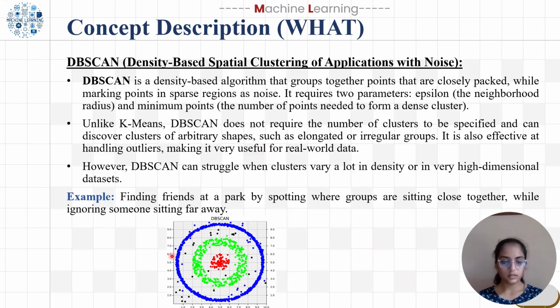Here we can see the diagram of DBSCAN. These are the data points which are close to each other. They have formed groups, that is red, green, and blue, and these middle data points we can call noise. Here we can see one example, that is finding friends at a park by spotting where groups are sitting close together while ignoring someone sitting far away. In a garden, a group of friends is sitting and some other people are sitting alone. We can compare that with DBSCAN.